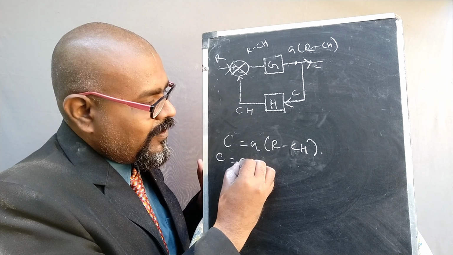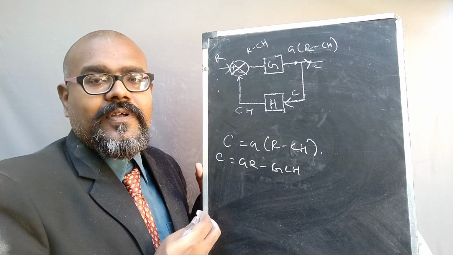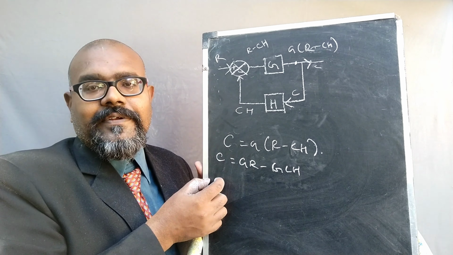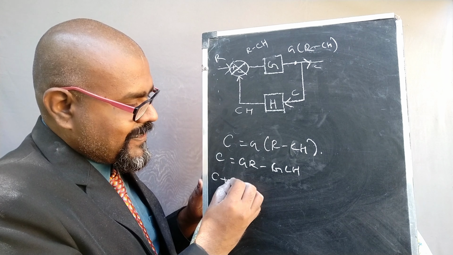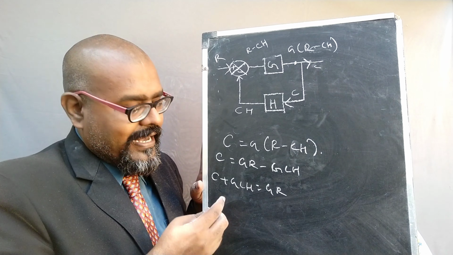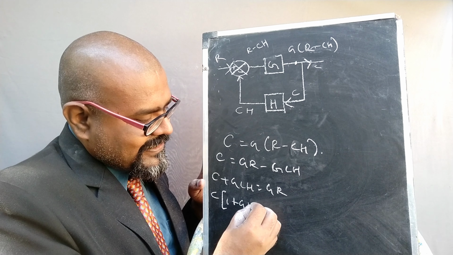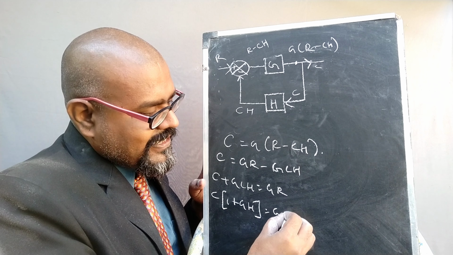Then C is equal to GR minus GCH. Then shift the block into here. C plus GCH is equal to GR. Okay, then take the C as common. Then C times 1 plus GH is equal to GR.